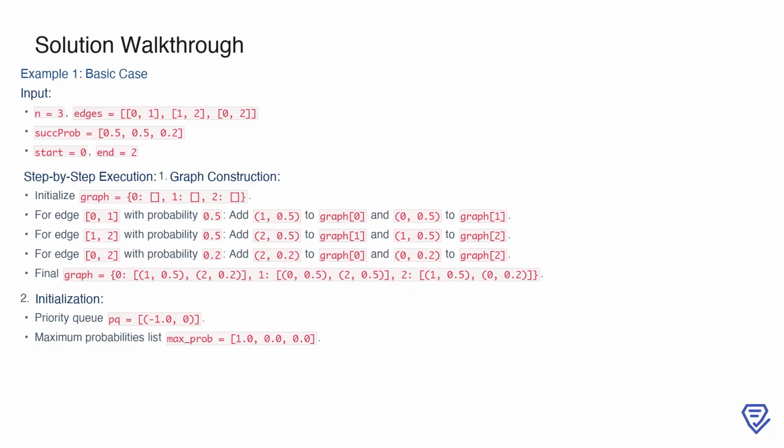Similarly, we process the edges between nodes 1 and 2, and nodes 0 and 2. Once all edges are processed, the graph structure is complete, and we can see that each node has its corresponding neighbors and probabilities stored. Next, we initialize the priority queue with the starting node, setting its probability to 1.0 since we are certain of being at the start. We also initialize a list to track the maximum probability to reach each node, setting the start node's probability to 1.0 and all others to 0.0, as they are initially unreachable.